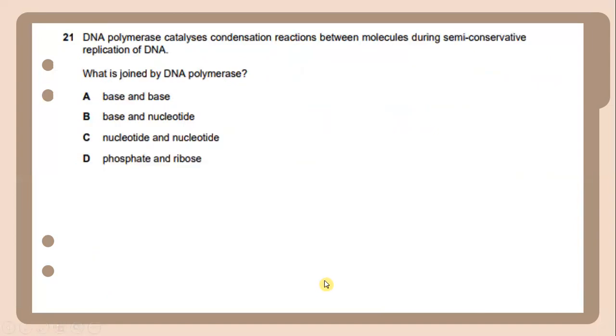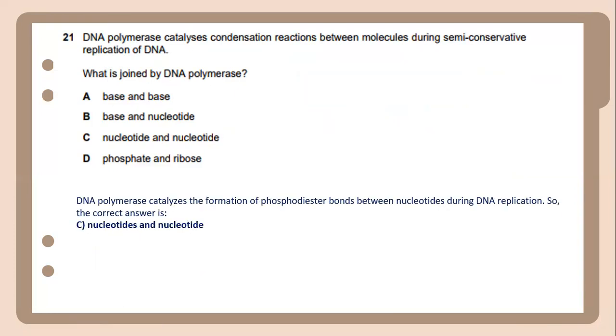DNA polymerase catalyzes condensation reaction between molecules during semi-conservative replication of DNA. What is joined by DNA polymerase? DNA polymerase catalyzes the formation of phosphodiester bond between nucleotides during DNA replication. So the correct answer is nucleotide and nucleotide. The answer will be C.